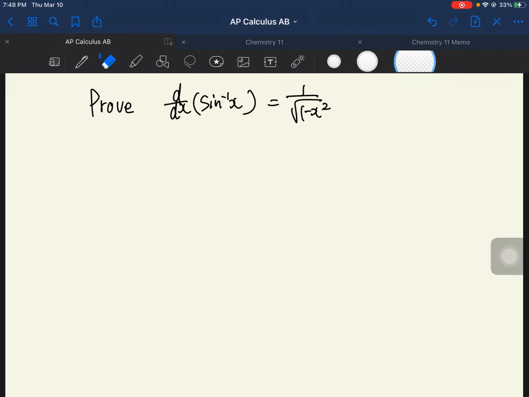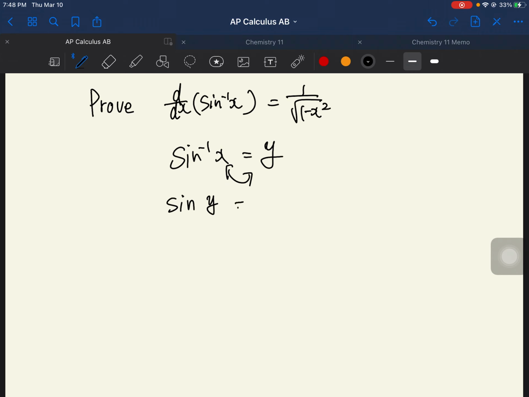Today I'm here to prove this equation: the derivative of inverse sine of x equals 1 over square root of 1 minus x squared. So let me explain about it. First of all, let me put this function as y to make it easier to understand. And let me switch this function around to make it easier to differentiate, like this.